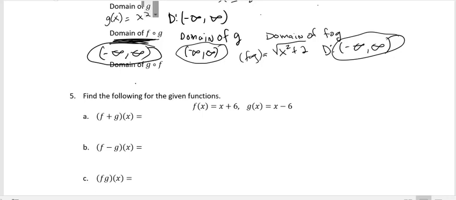So for the next one, domain of g of f, since f is the second function, then that's the one that we're going to look at by itself. So I'm going to write here, domain of f, and I think we said it was from negative 2 to infinity. And then we're going to look at the domain of g composed of f.